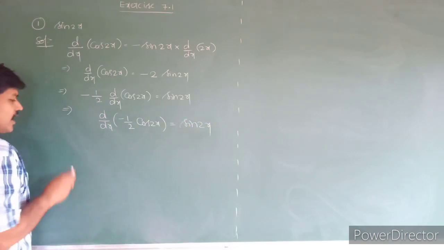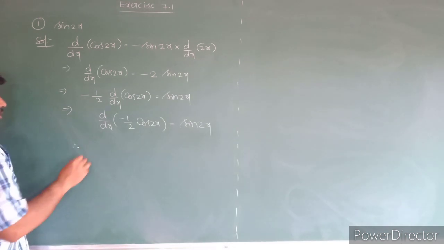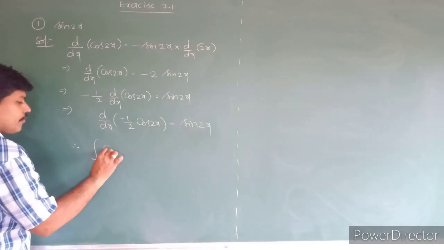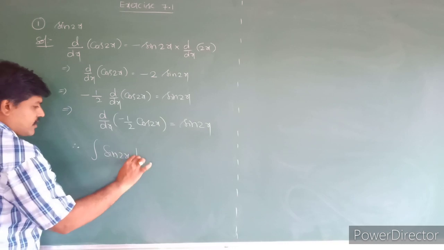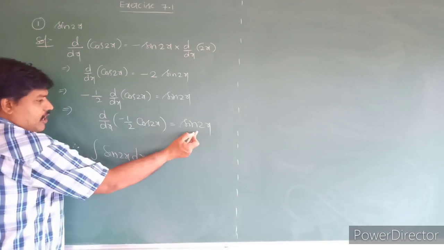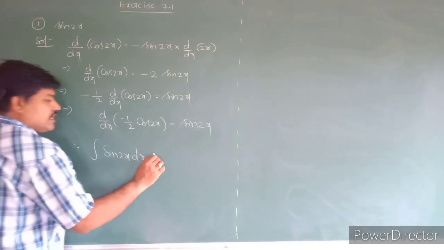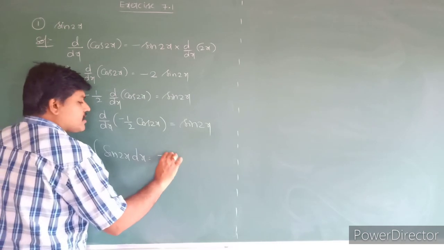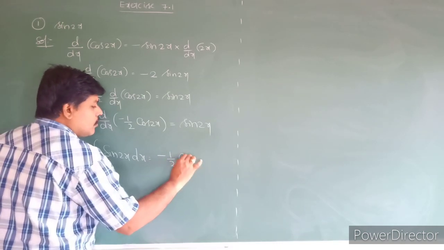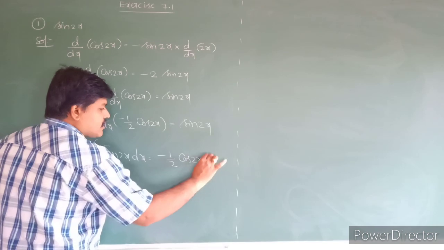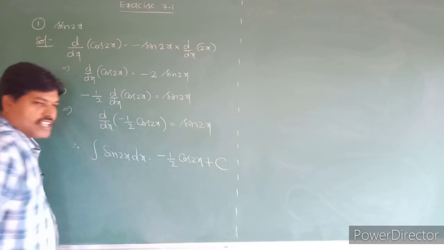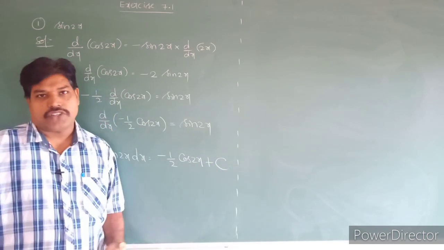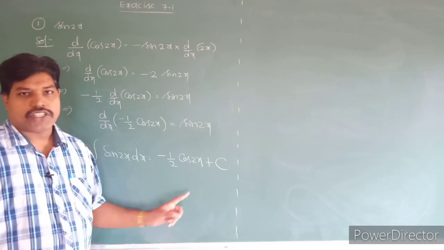Yes or no? So therefore what we will write is, integral of sin 2x into dx is equal to minus 1 by 2 into cos 2x plus c. C is nothing but the integral constant. Do you understand, students?